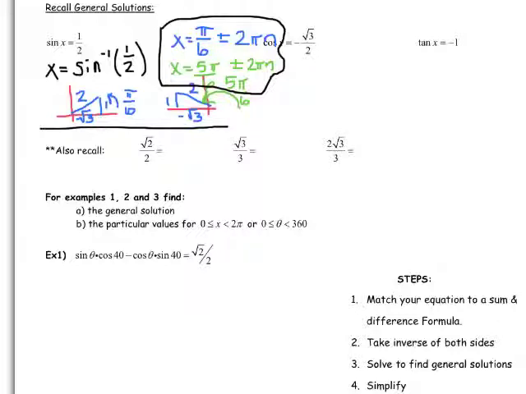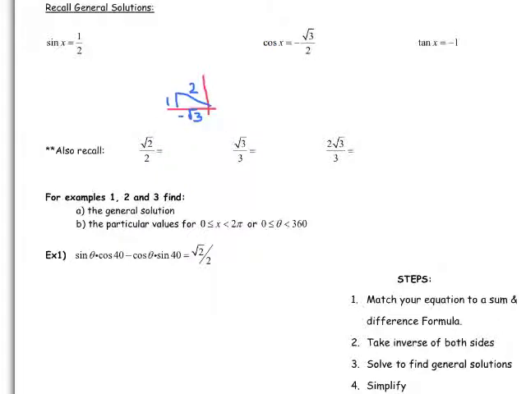All right, so let's do cosine x equals negative root 3 over 2. Make sure you got this copied down. I'm about to erase all this so that we can do the next example. All right, so cosine x equals negative root 3 over 2.